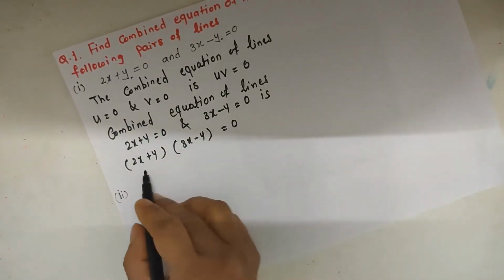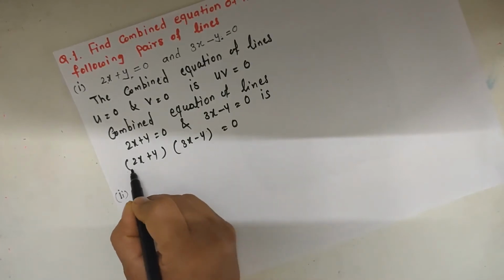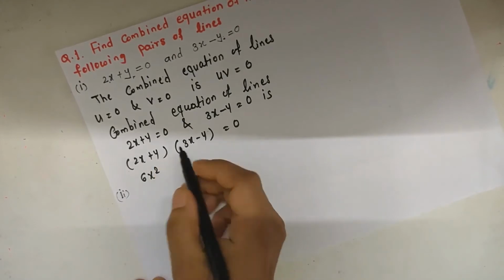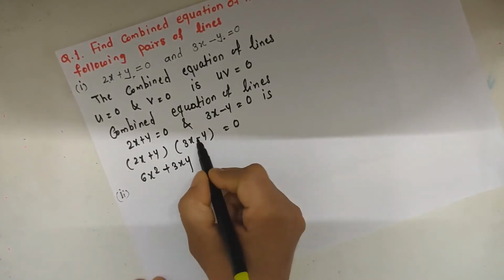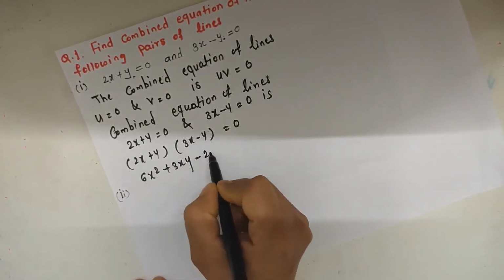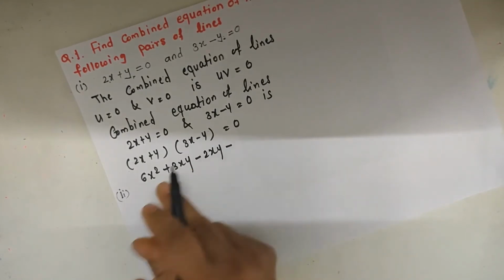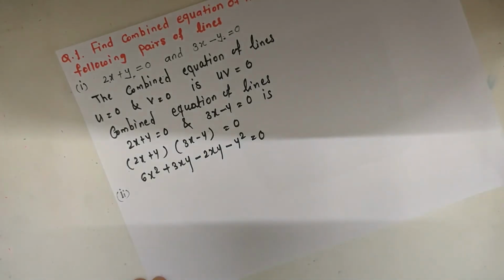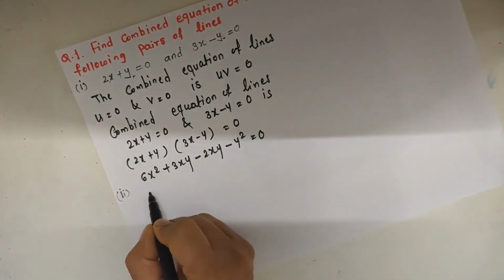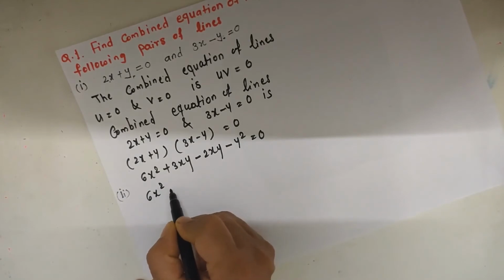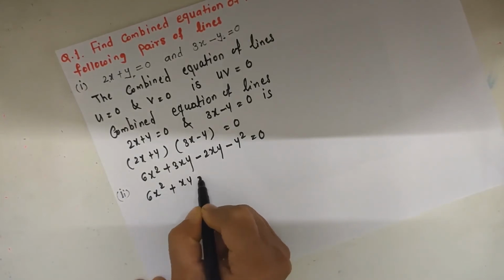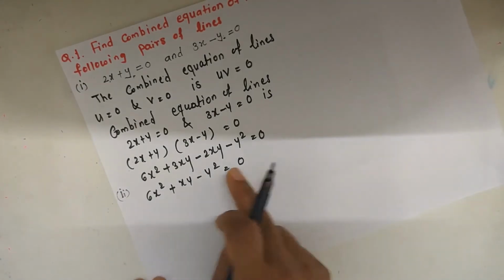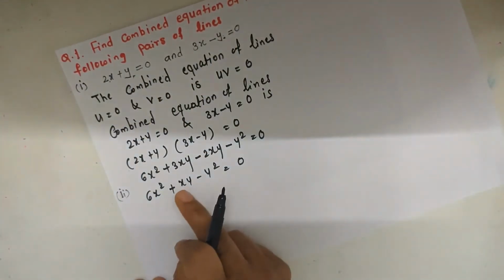Now by simplifying these two brackets we get 2x into 3x, 6x square, y into 3x, plus 3xy, minus y into 2x, 2xy, minus y square is equal to 0. So by simplifying, 6x square plus xy minus y square is equal to 0. This is the combined equation of two given lines.